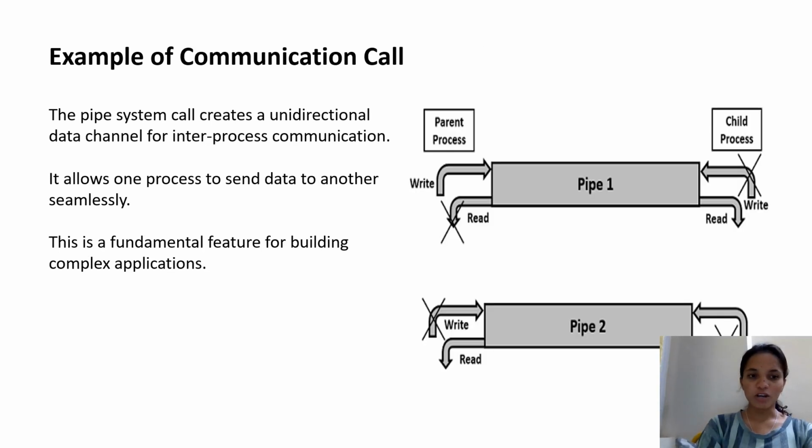Example of communication call. The pipe system call creates a unidirectional data channel for inter-process communication. It allows one process to send data to another seamlessly. This is a functional feature for building complex applications.